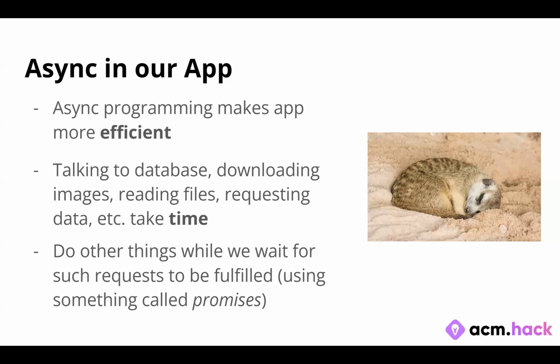How do we do that? So in terms of my app, I'm not going to be cutting vegetables or boiling water. Instead, I'm going to be talking to a database. I'm going to be downloading images. I'm going to be reading files. I'm going to request data. All of that takes a lot of time, right?